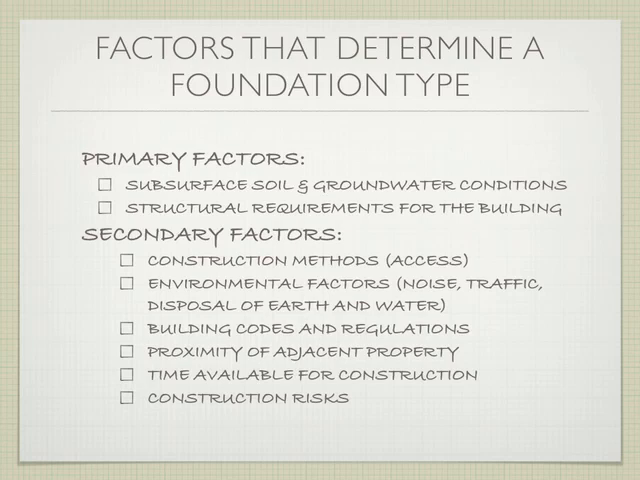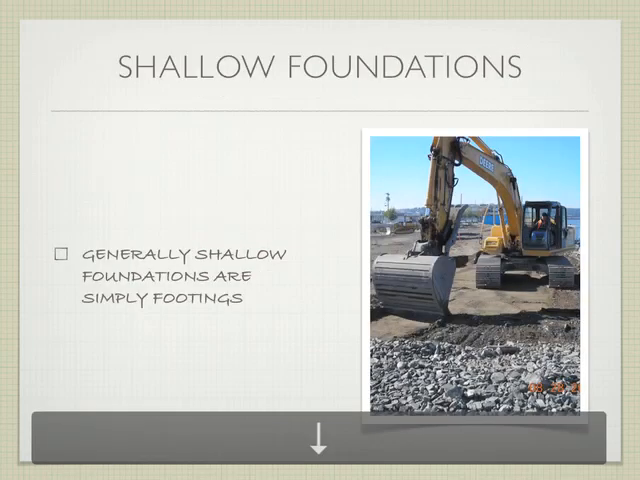The secondary factors are things like the construction methods. What kind of access do we have to the site? What kinds of equipment can we bring to the site? What kind of environmental factors, like noise, traffic, disposal of whatever we're excavating? Proximity to an adjacent property, and we have some specific examples of foundations near adjacent properties. What kind of building codes or regulations might be there? What kind of time would be available for the construction process? How long can it take us to build the foundation in the first place? And what kind of risks might be involved in making it?